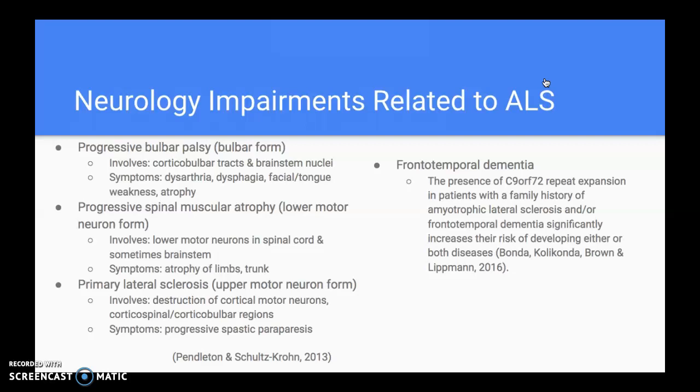Now, frontotemporal dementia. The presence of C9orf72 is the chromosome that I mentioned previously being responsible for the more cases of familial ALS. And this repeat expansion in patients shows an increased risk of developing either frontotemporal dementia or ALS or combined both diseases.